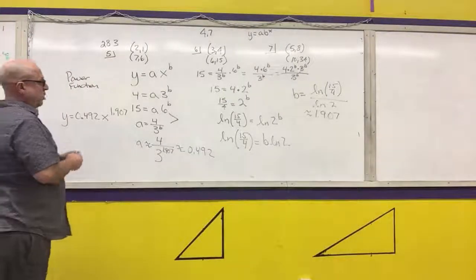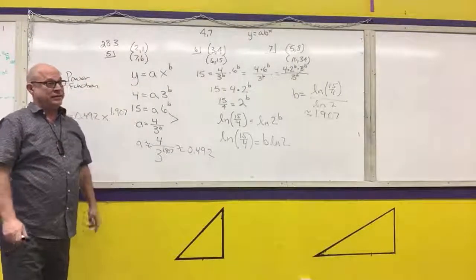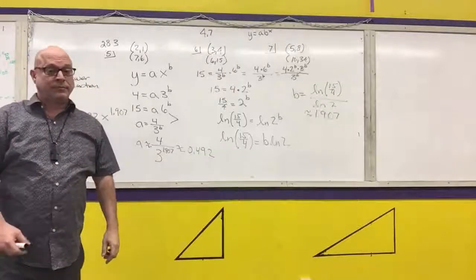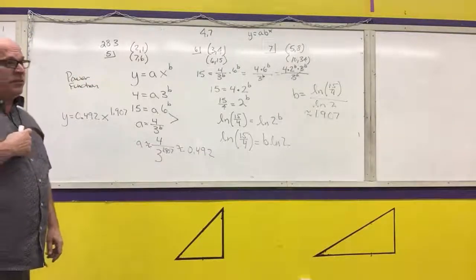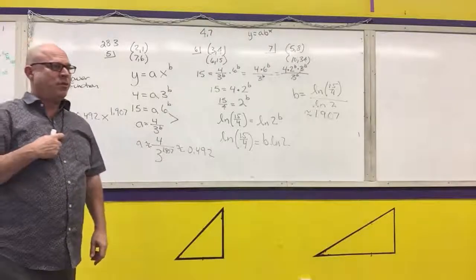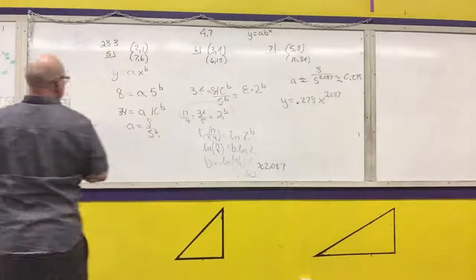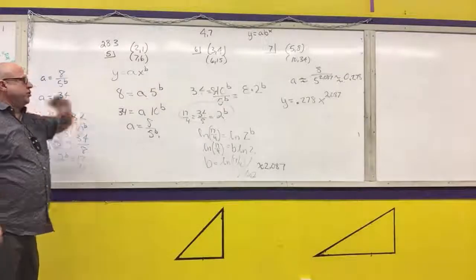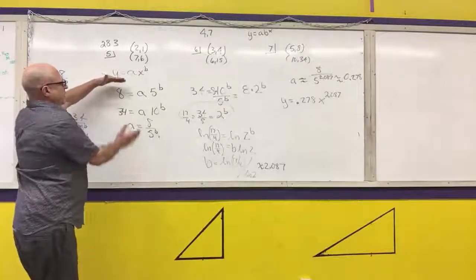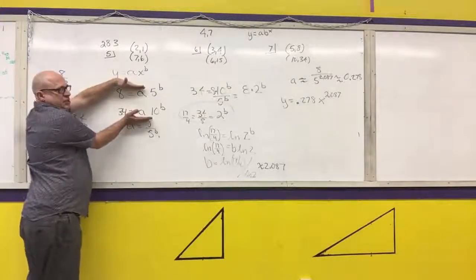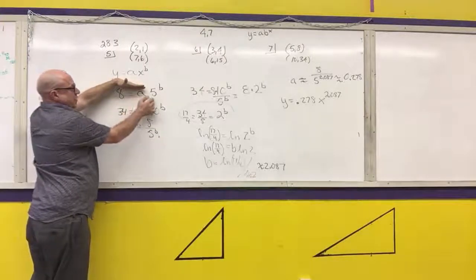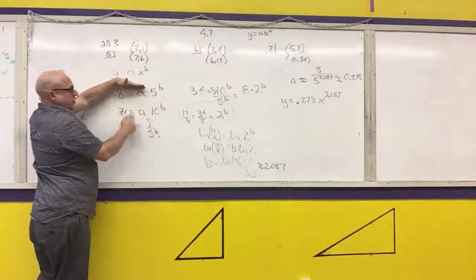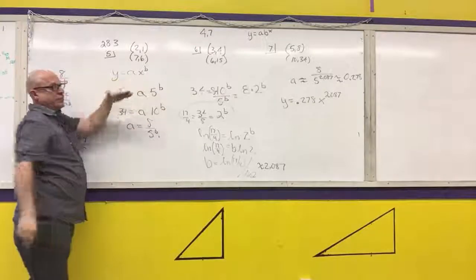Any questions on the work for guided practice 6? Go ahead and try guided practice 7 on your own. Then I'm going to go through the work. So 2 ways to do this problem. First thing you're going to do either way is substitute in your x and y's for both points. So you're going to get 8 equals a times 5 to the b, and 34 equals a times 10 to the b.